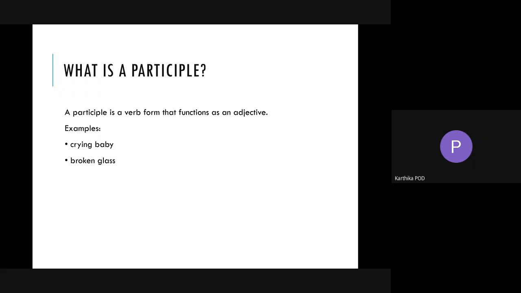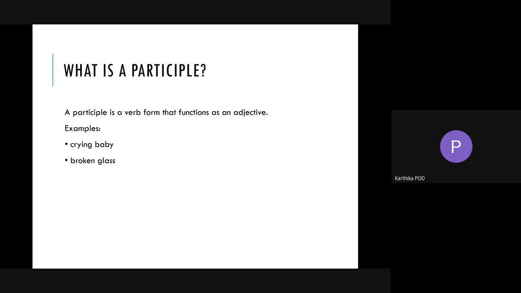What is a participle? A participle is a verb that functions as an adjective. So, can that be a verb in the sense of, let's say, cry? No, it's a form of verb.